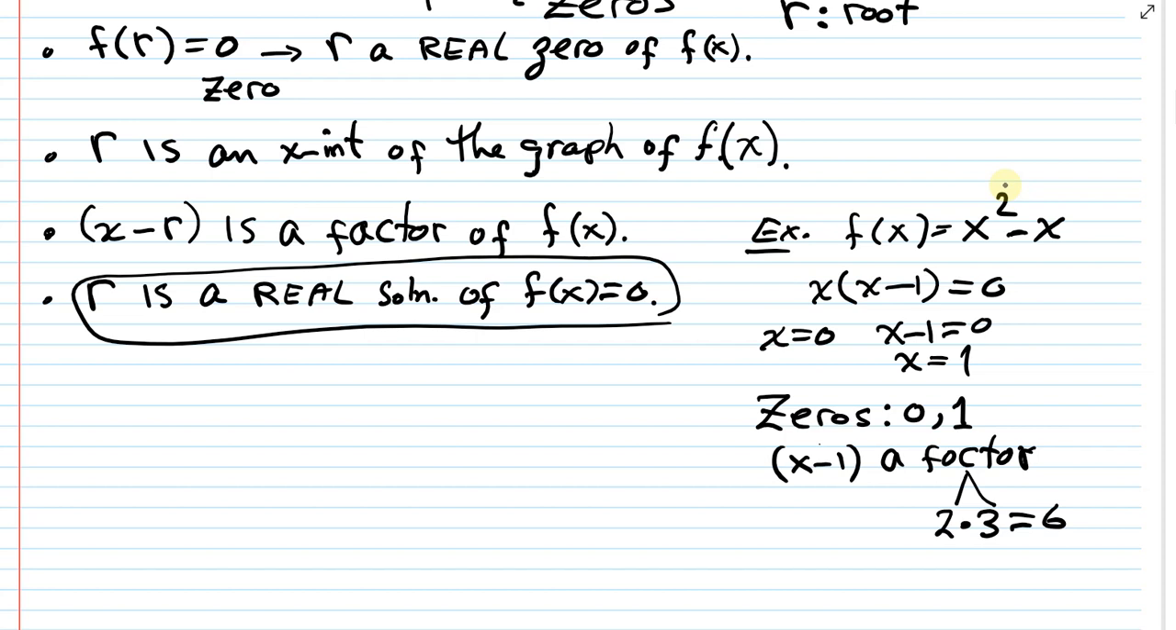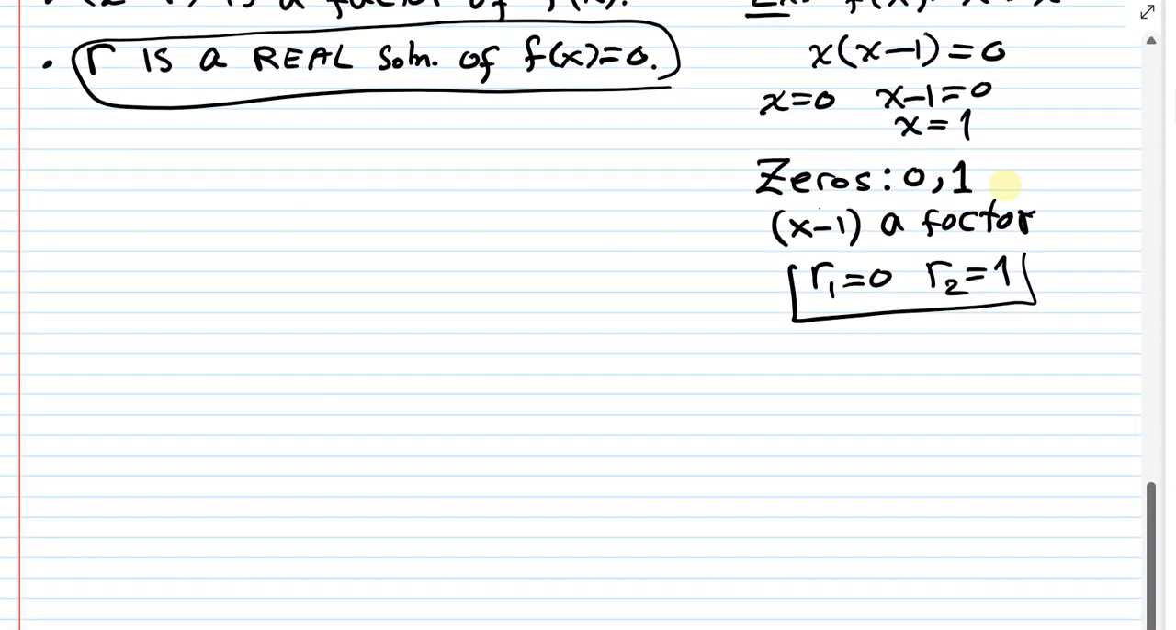So in this case, again, the zeros are 0 and 1. And we can say that r1 is 0, r2 equals 1. So those are the two zeros of this function. That means this function has x-intercepts at 0 and 1 on the x-axis. And remember, for an x-intercept, y is always 0 because the point is on the x-axis. Okay. Now, a factor that is repeated more than once, then r is a repeated zero of the function.